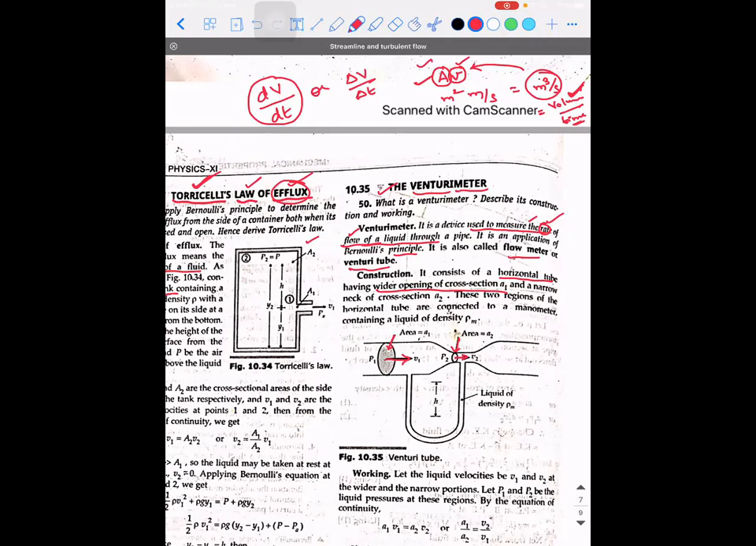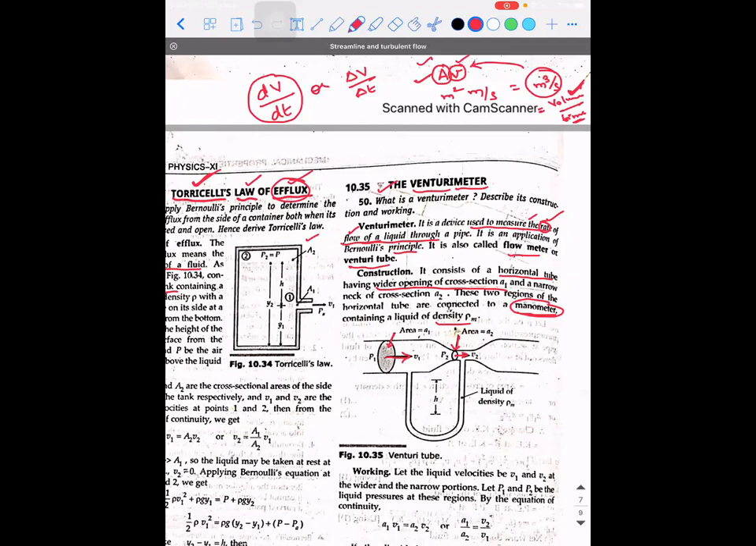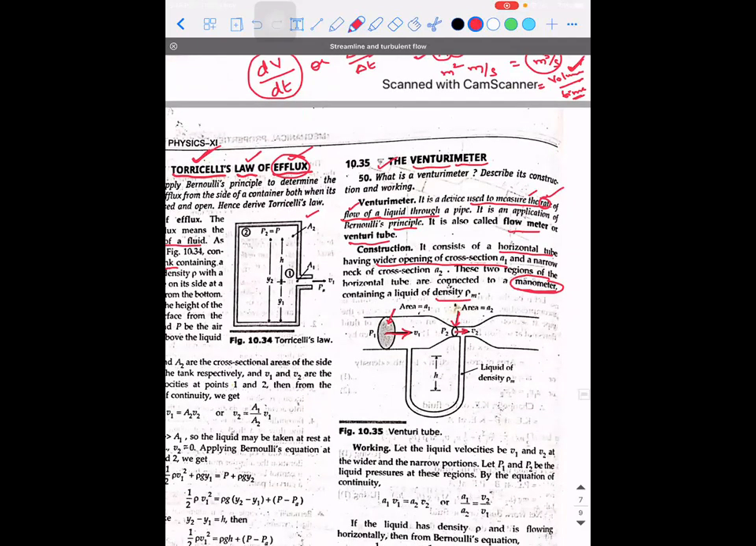These two regions of the horizontal tube are connected to a device called a manometer, containing a liquid of density ρm. A manometer is also a device used to measure pressure. Pressure is measured using the depth concept. So what are they trying to say? How are they connected? Let's read it out again. It consists of a horizontal tube of varying cross section, where you have a broader area and a narrow area. And what else is the other important point?